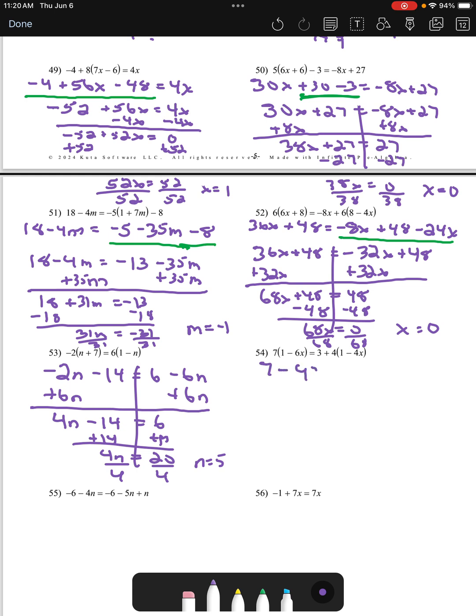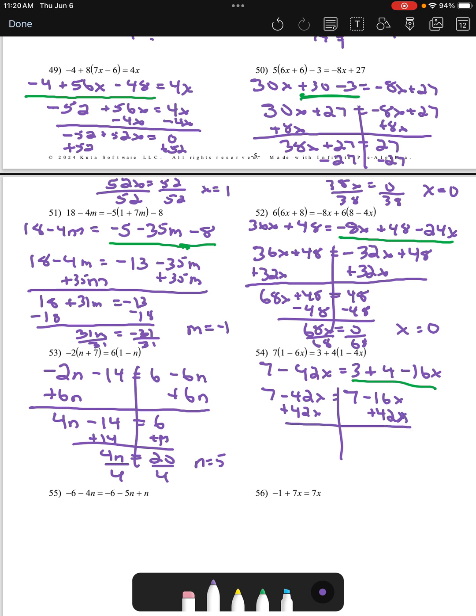In number 54, distribute. 7 times 1 is 7. 7 times negative 6x is negative 42x. On the right side, the 3 is there. 4 times 1 is 4. 4 times negative 4x is negative 16x. We do have some like terms, so put them together. 7 minus 42x equals 7 minus 16x.